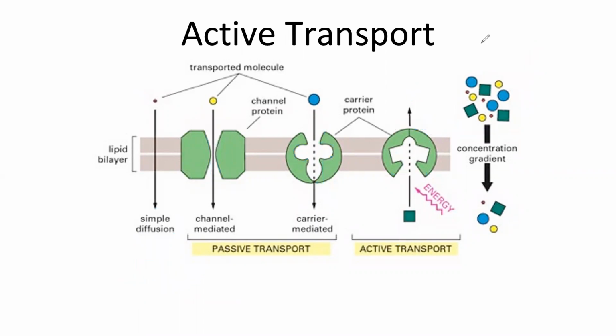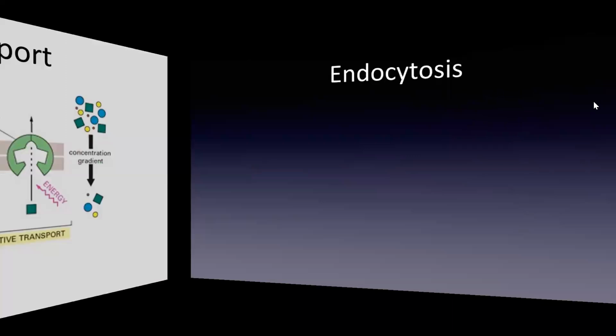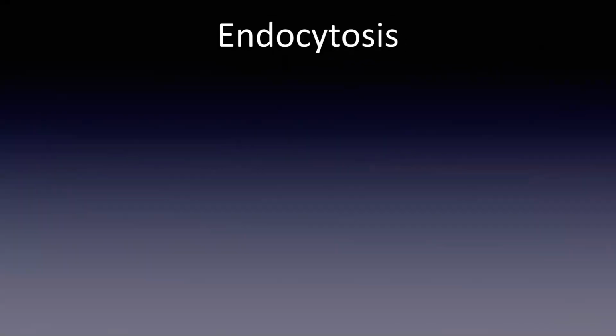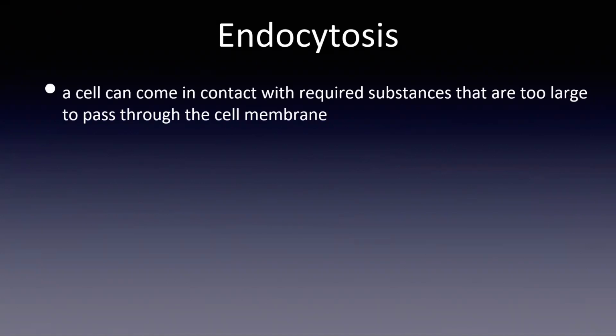All right, going to clear my drawings and get us to the next slide. We've talked about it very briefly last week, endocytosis and exocytosis. Endocytosis is the process of bringing something into the cell. So endo is going into, is a way to remember it. A cell can come in contact with a required substance that's just too large to pass through the cell membrane.